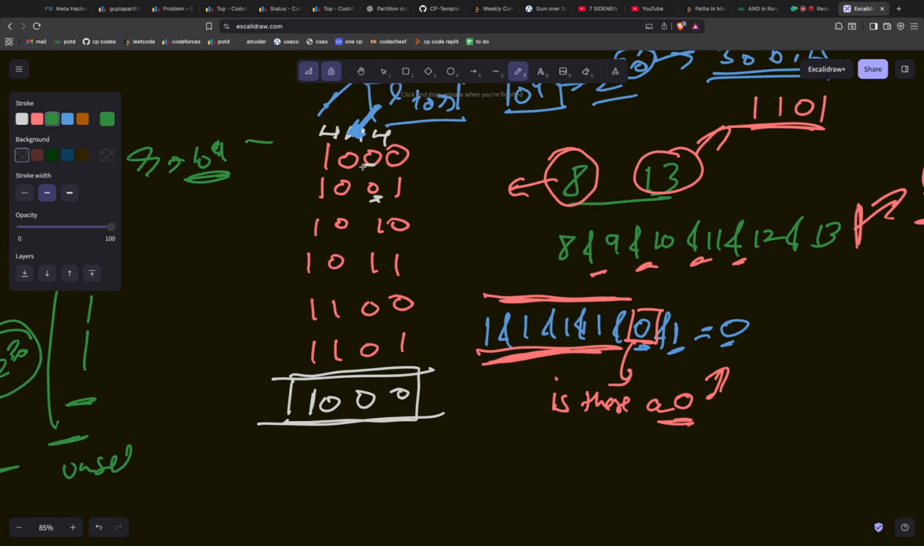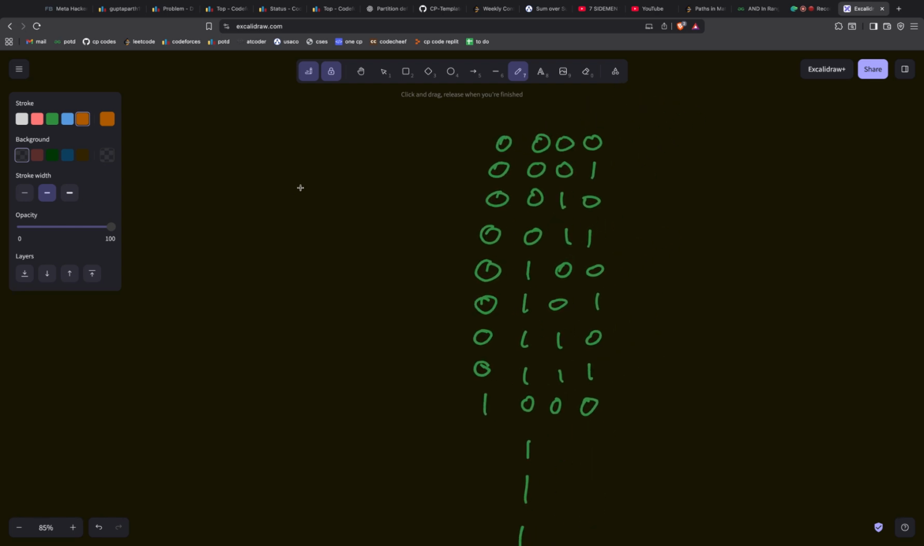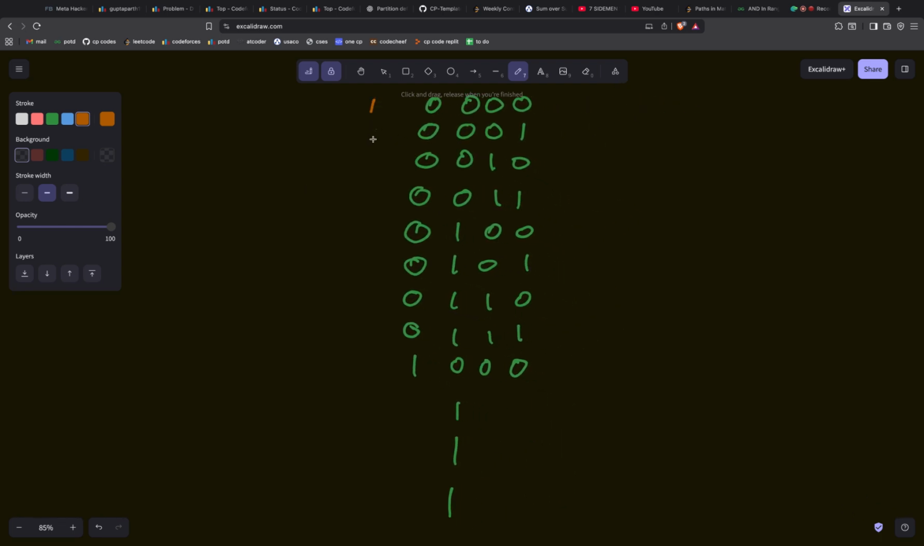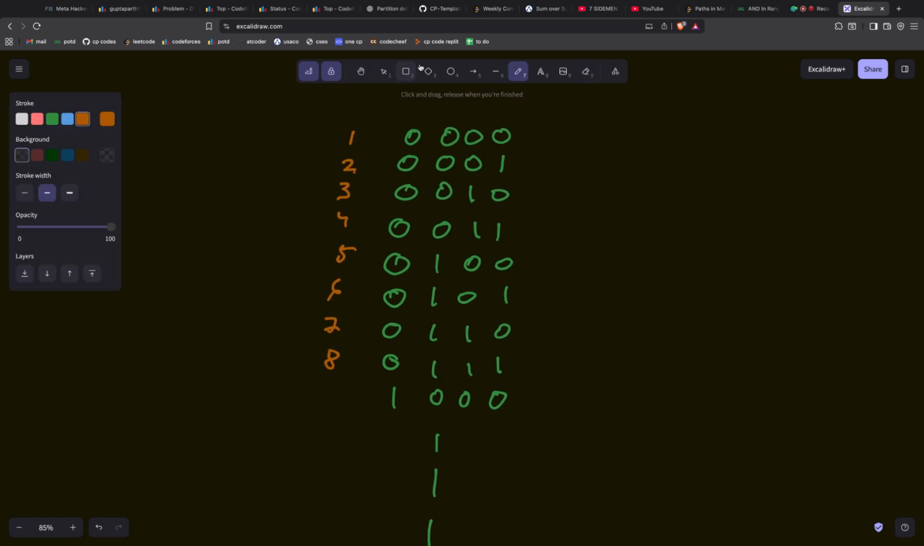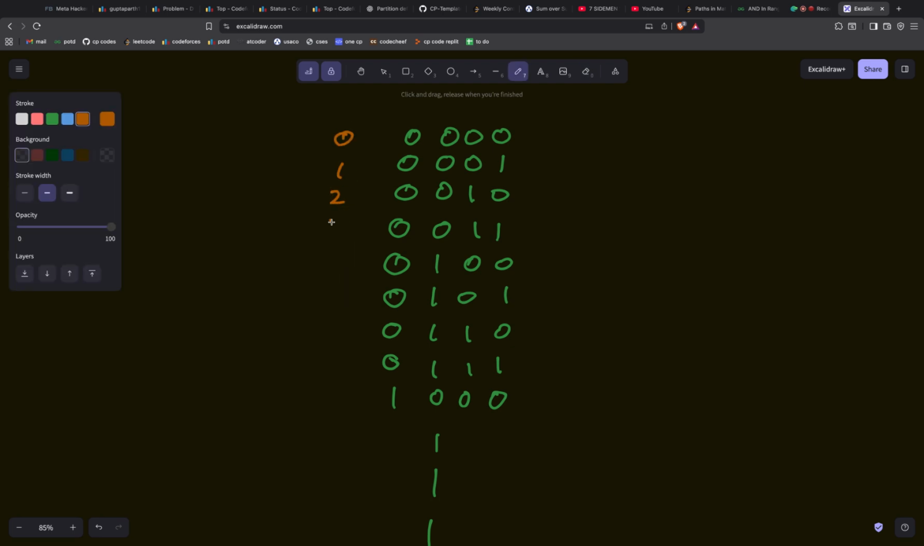How can you then implement this? There's a cool property about bits, or how integers are represented in bits. So let's take this example. These are all the integers between 1 to 8. Sorry, this is starting from 0. My bad. Let me rewrite it. So this is 0, 1, 2, 3, 4, 5, 6, 7, 8.